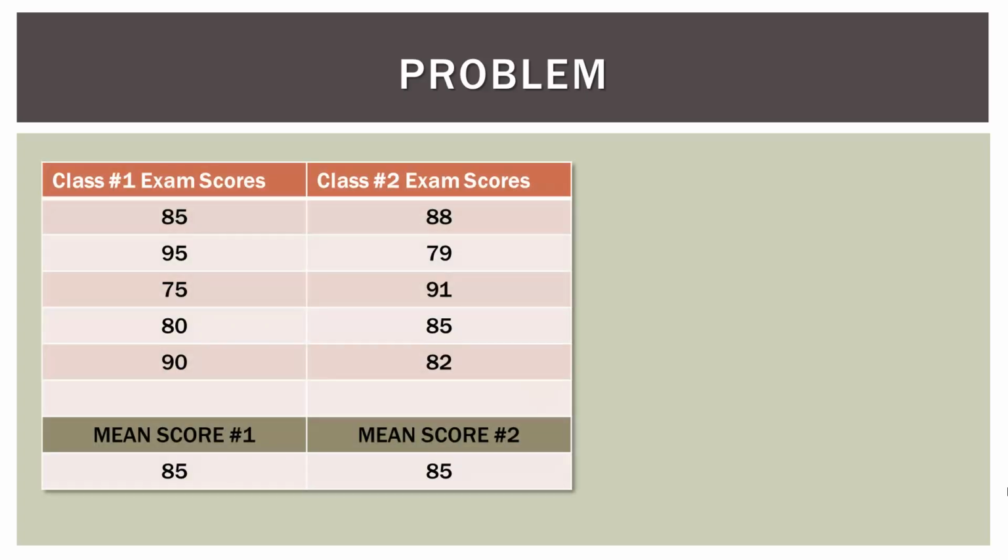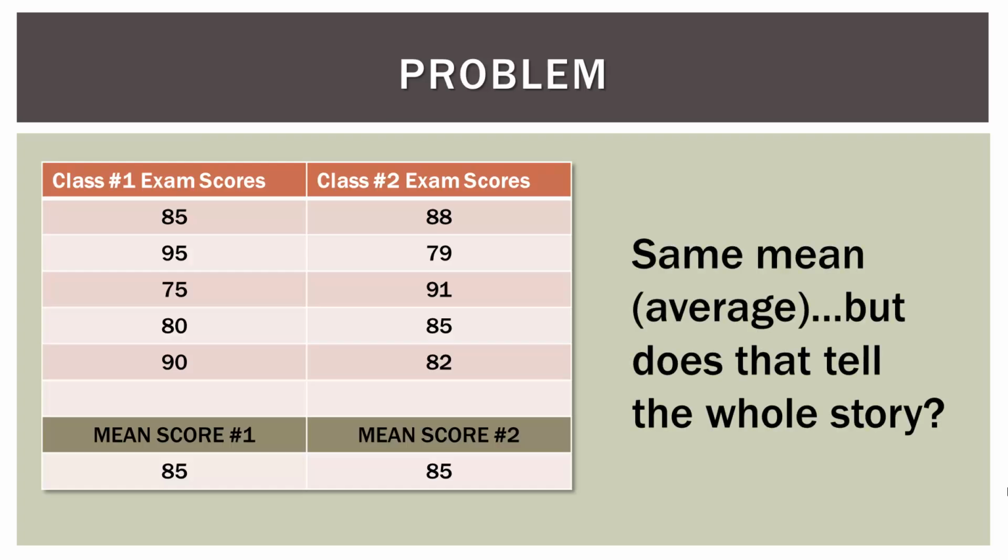Now I'm going to use the same problem I did in the previous video. In that example we had two classes, 5 students each, and they took an exam, and these are their exam scores. The first class had an 85, 95, 75, 80, and 90. Their mean or average score was 85. Class 2 had 88, 79, 91, 85, and 82, and their mean score was also 85. Now they have the same mean or average, but does that tell the whole story?